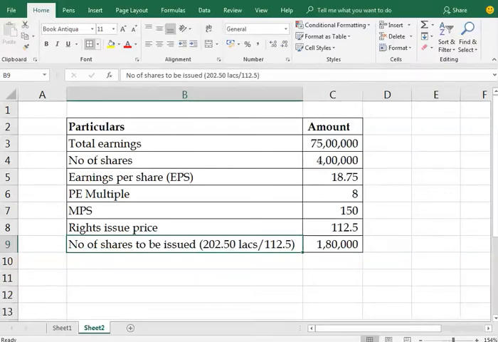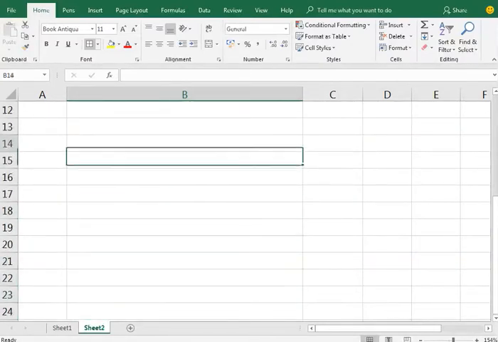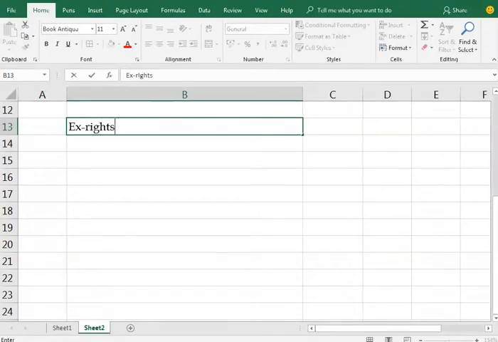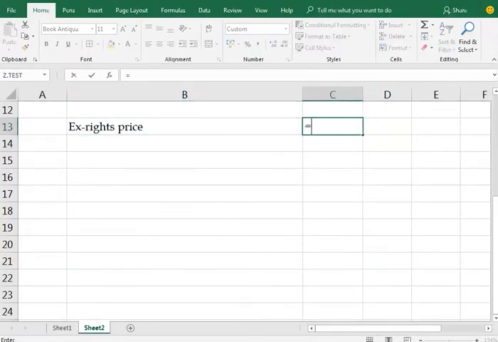In the last problem when we did the rights issue, I did not know the end application. I wasn't aware what is going to happen. Now please listen. My ex-rights price in this case is 75 lakhs into 8, which is the existing earnings. I'm not going by the shares. I'm not bothered about the number of shares information. 4 lakhs plus 1 lakh, all of that is ignored.